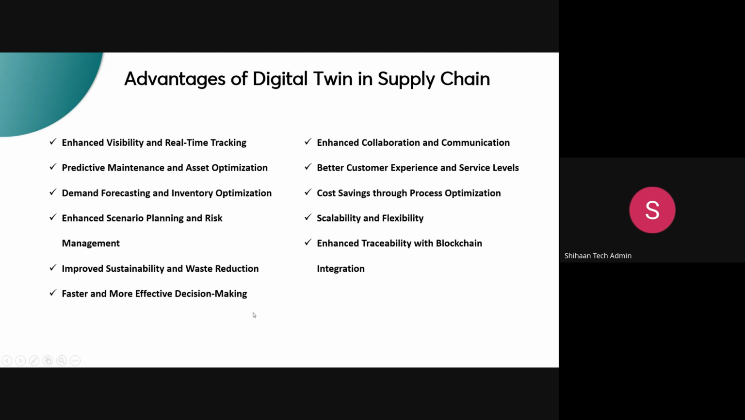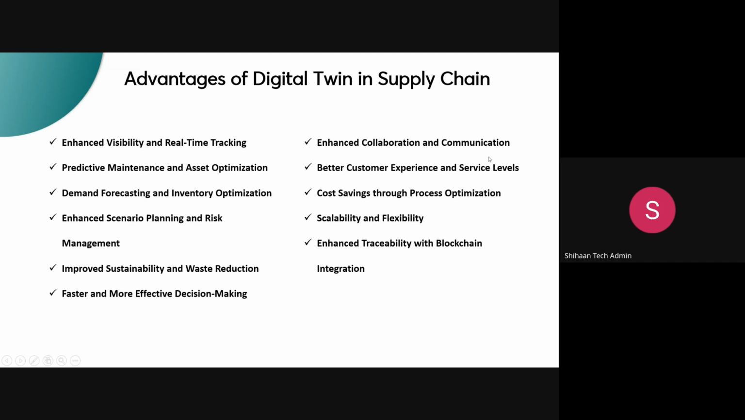Faster and more effective decision making. When you have the data all in place and you have a digital twin built in, you have that full control room. Then your decision making process is much faster, and depending on various factors, you can take effective decisions.